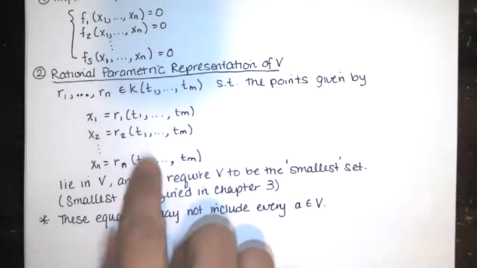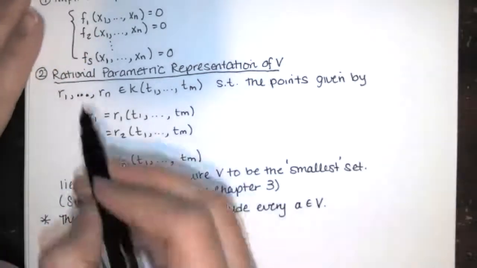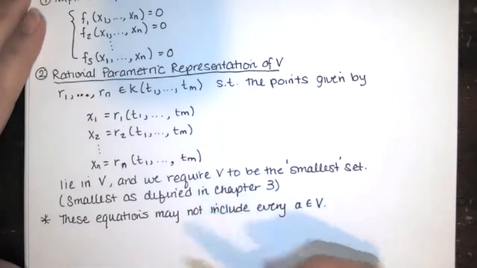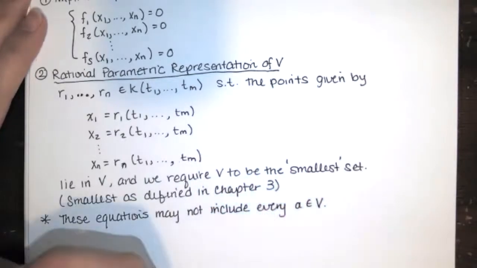Okay, now sometimes these parametric equations R sub 1 through R sub n are not just rational functions, but they're polynomial functions. In that case, instead of calling this a rational parametric representation of V, we would call it a polynomial parametric representation of V.